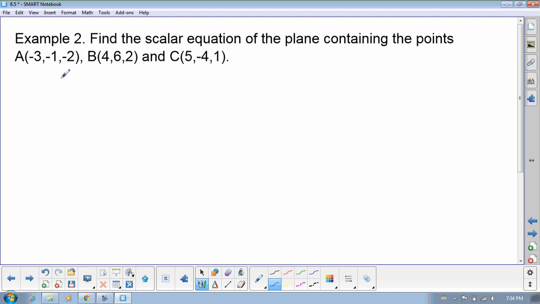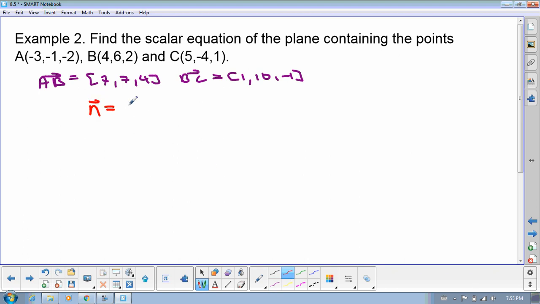So I'm going to start off by generating vector AB. When I get AB, I'm going to have 7, 7, 4. I'm going to use BC this time. Again, you could use any two direction vectors here. So BC is 1, 10, and -1. So the normal that I'm going to be looking for is equal to the cross product of AB and BC.